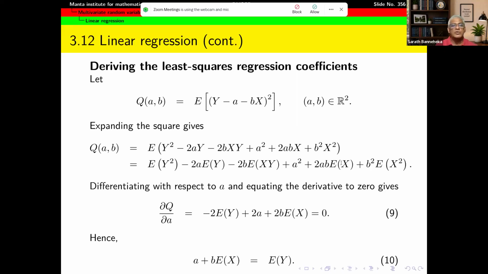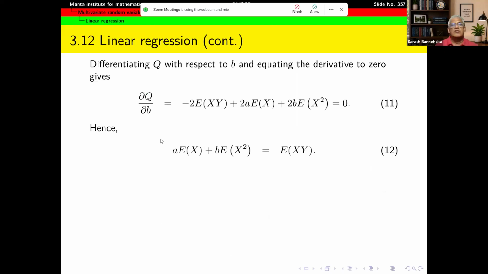Now we want to minimize this quantity with respect to a and b. So first take the partial derivative with respect to a and equate to 0. That gives us this expression here: a plus b times expected value of x is equal to expected value of y. That is one expression that we get. And we will also take the partial derivative of Q with respect to b and equate to 0. That gives us this expression here. So both contain a and b. The previous expression contains a and b, and this contains a and b.